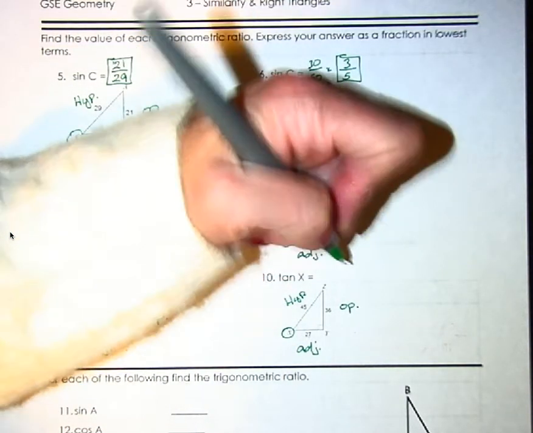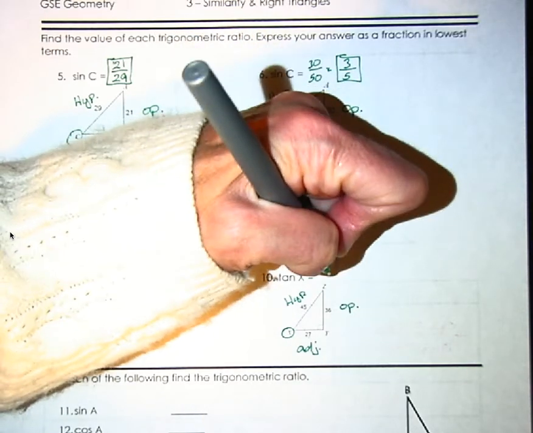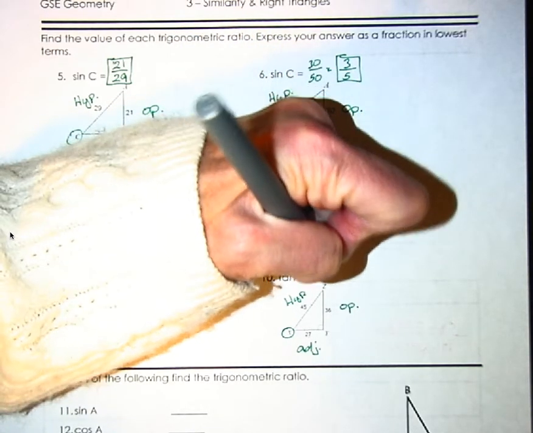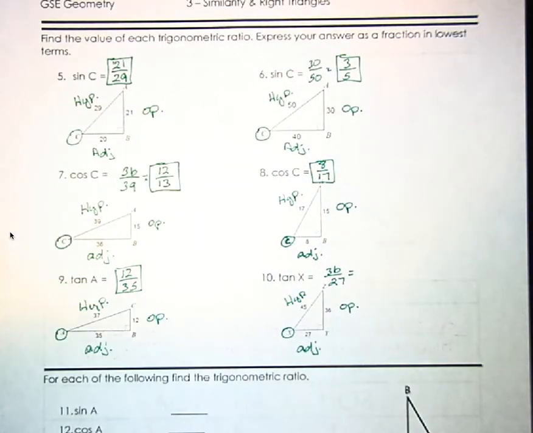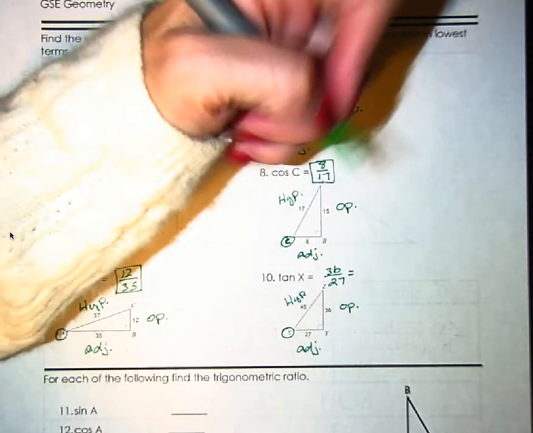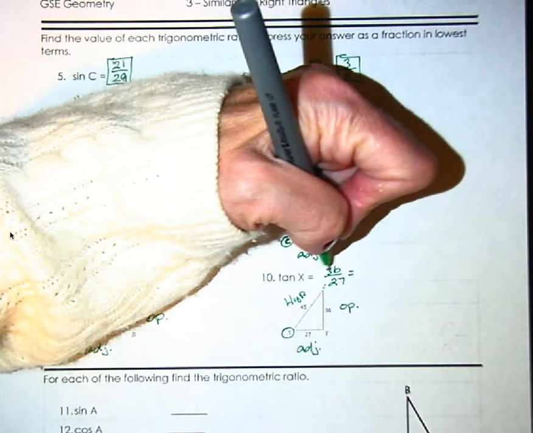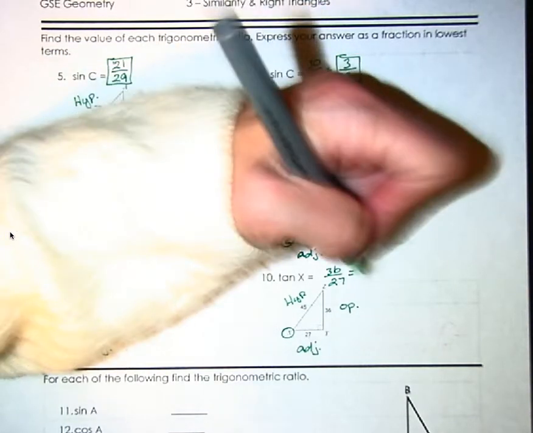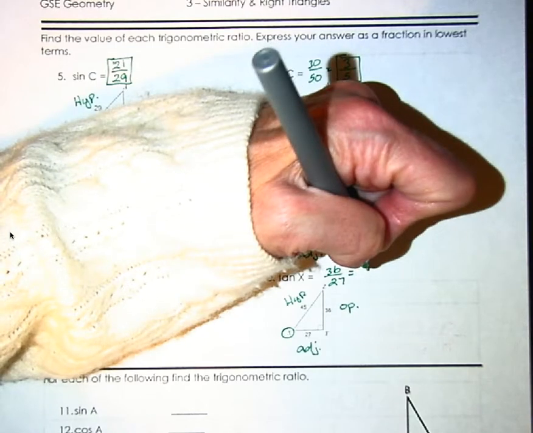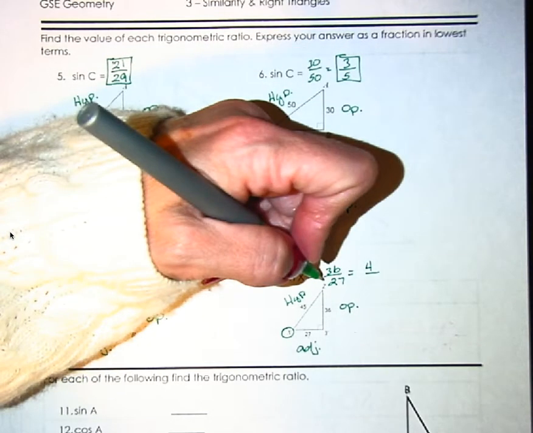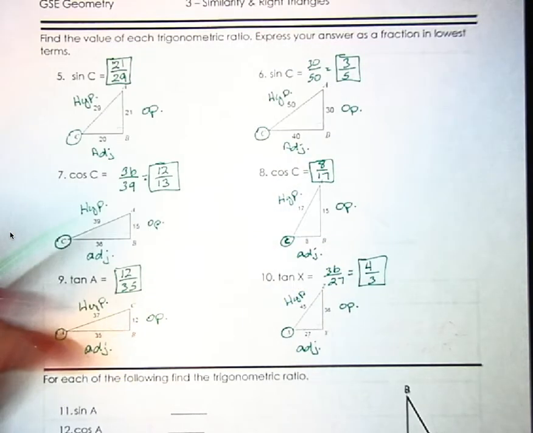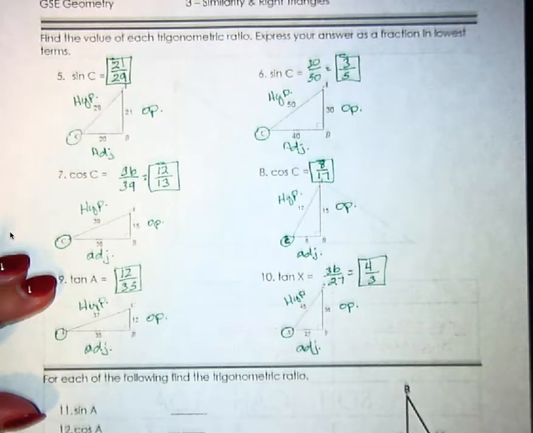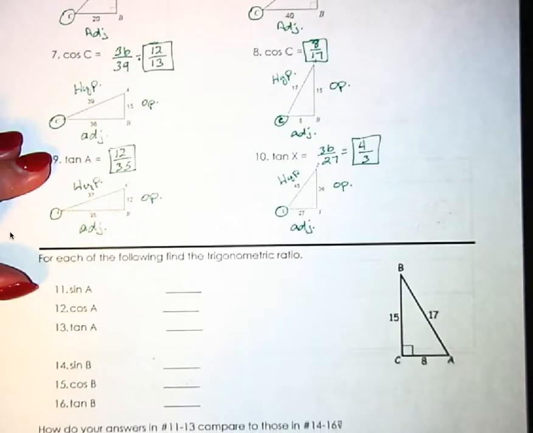So that would be 38 over 20, or no, 36 over 27. And 36 over 27, that can be simplified. 36 divided by 9 is 4, and 27 divided by 9 is 3. So 4/3. Okay, let's look at a couple more examples.